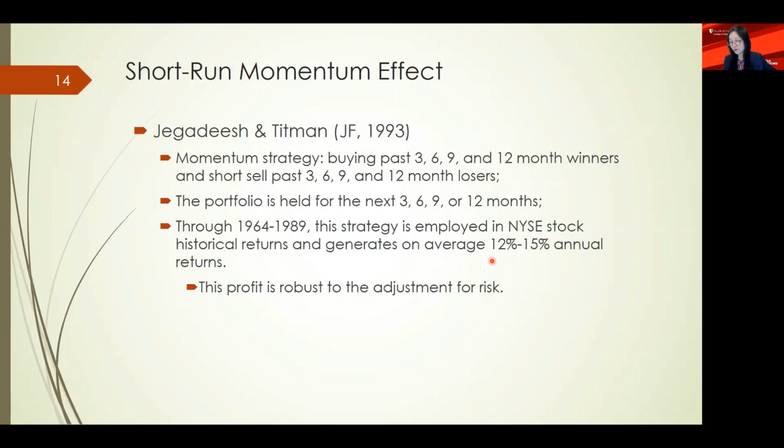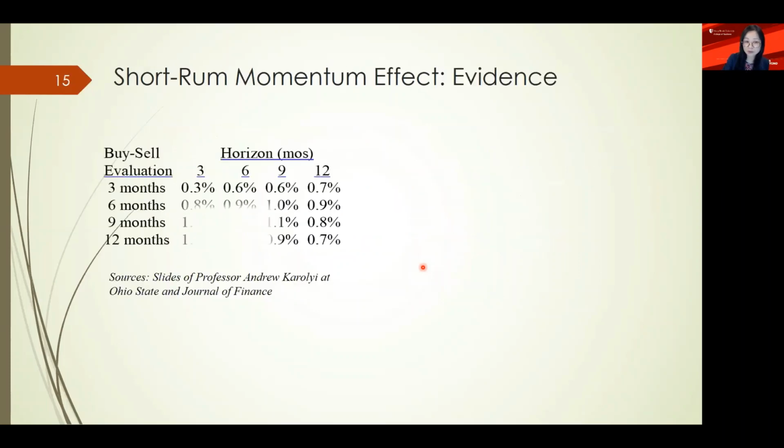Okay, this is different from the previous study that ranked them based on 3 to 5 years and held for the next 3 years. So this is a much shorter horizon for evaluation and for holding. The strategy they tested used 1964 to 1989 data, buying the top 10% winner portfolio and shorting the bottom 10%, which is the loser portfolio. They can earn an average 12 to 15% per year, which is huge, right? If you adjust for risk, you are going to get similar results, right?